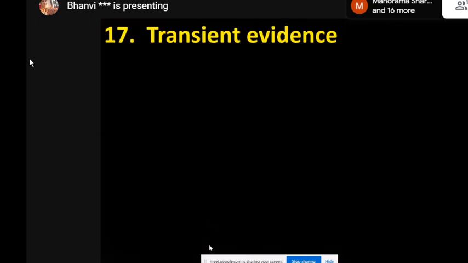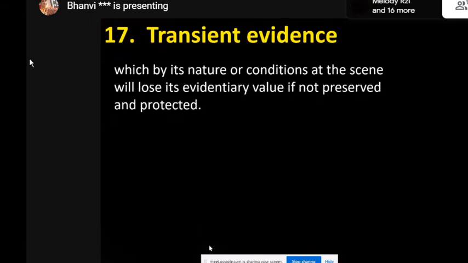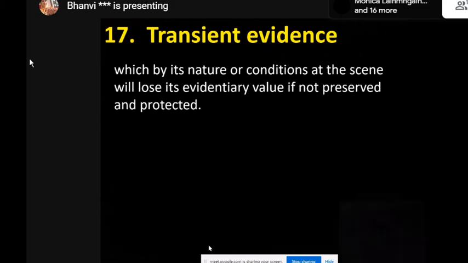Next is transient evidence, which by its nature or conditions at the scene will lose its evidentiary value if not preserved and protected. For example, blood in rain.